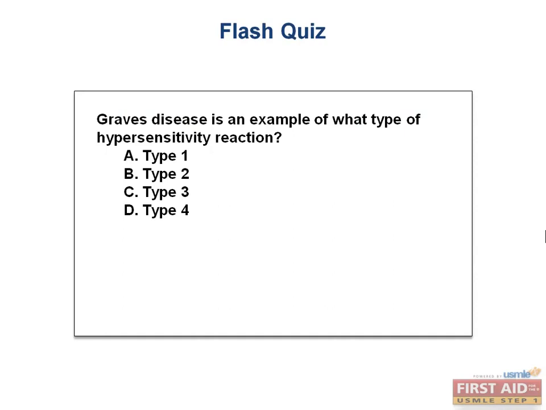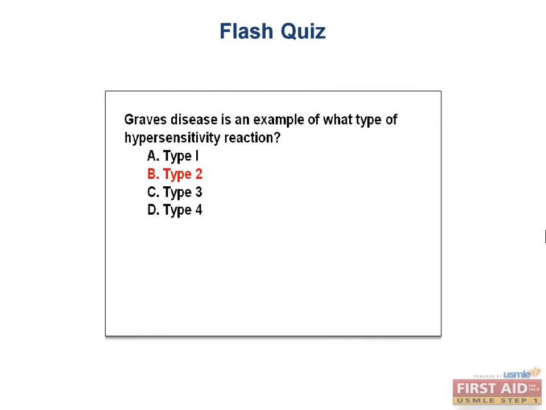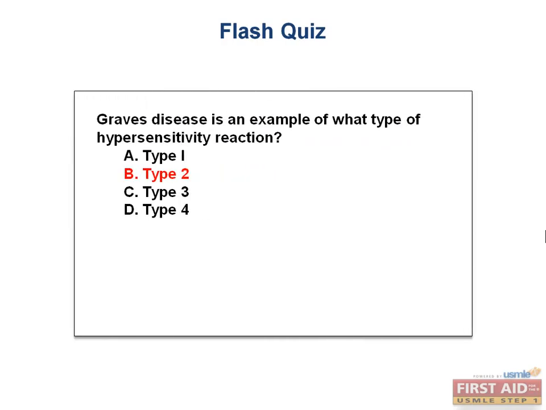Okay, flash quiz. Graves' disease is an example of what type of hypersensitivity reaction? Type 1, 2, 3, or 4? If you remember, the mechanism of Graves' disease is through an anti-TSH IgG antibody that binds directly to the TSH receptor, and this antibody-antigen binding is a type 2 reaction.